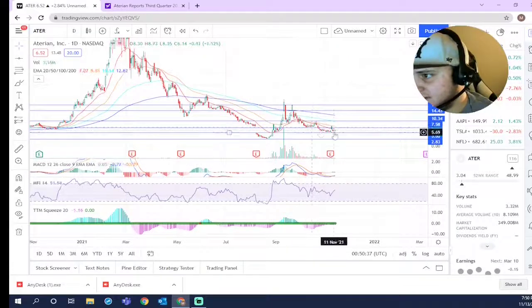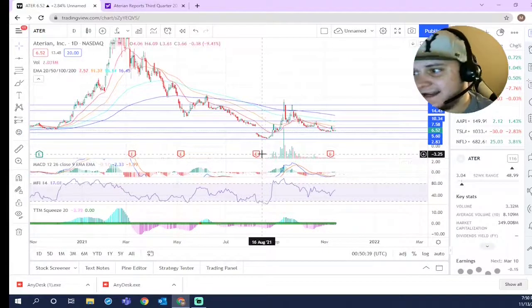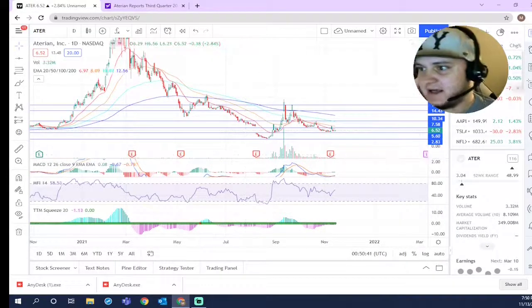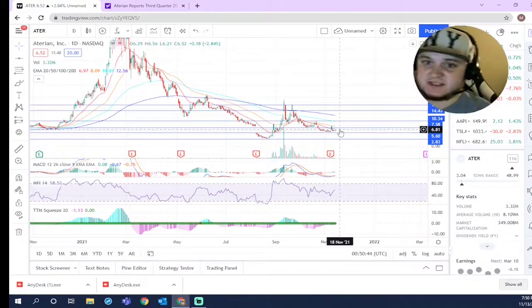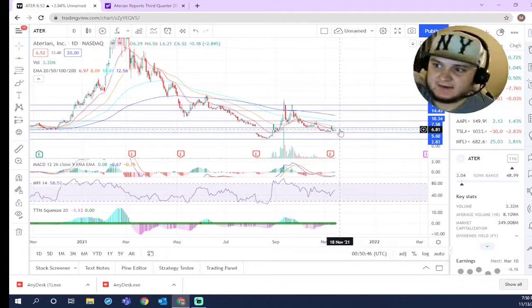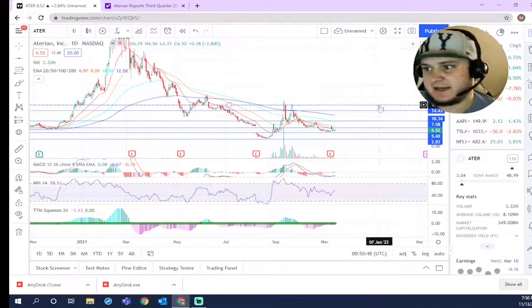I mean, it had a run to 20, but now we're down here in the 6 level, and it's just so undervalued in my opinion. The shorts have taken advantage of this stock. They have beaten it down. They've been beating it down. It's been on a downtrend forever.